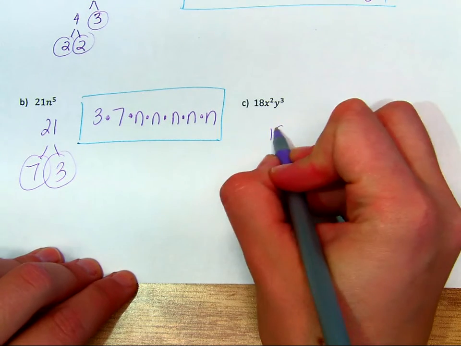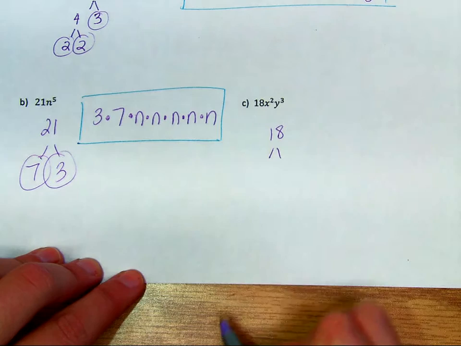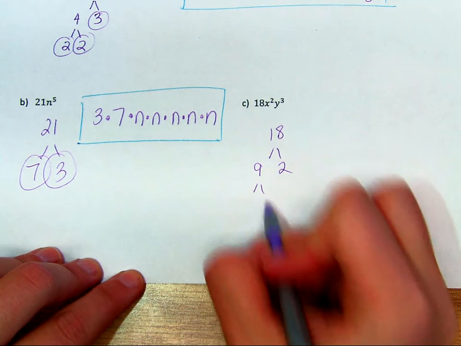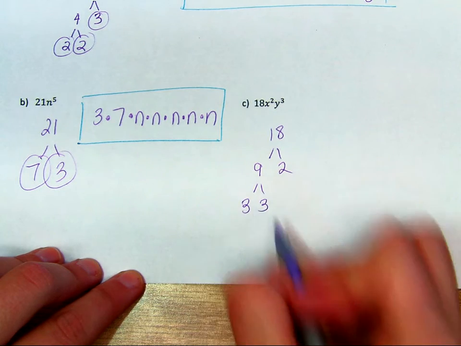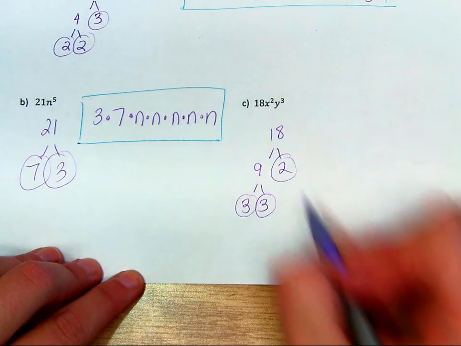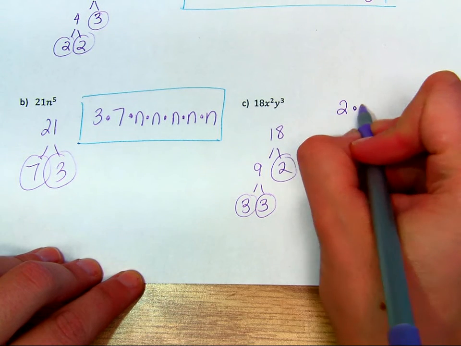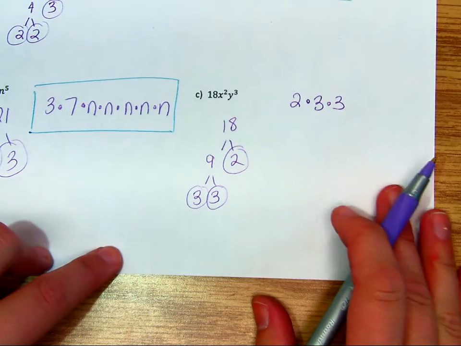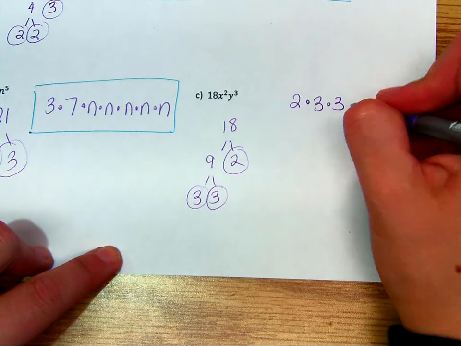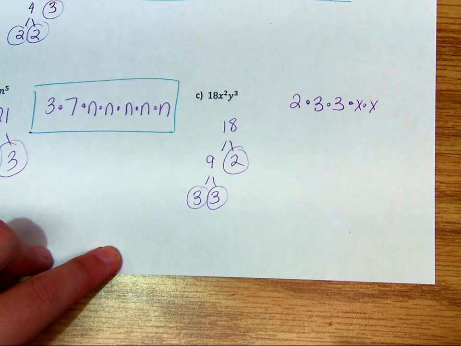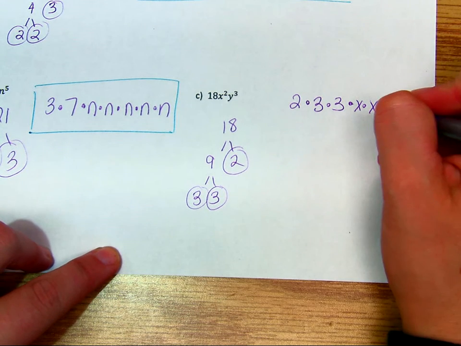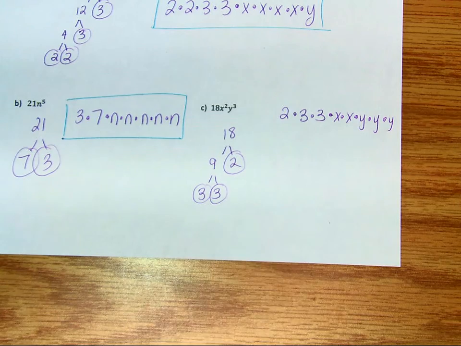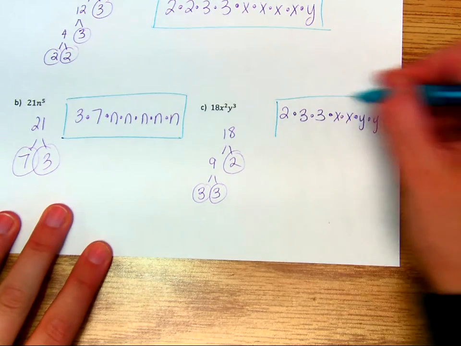Lastly, I have 18x squared times y cubed. So 18 I could break up into 9 and 2 first, or 6 and 3. And then 9 is 3 times 3. Circle your ends. I'm going to rewrite 18 as 2 times 3 times 3. Just came from these numbers here. And then I need to include my variables. So I have x squared. That's just x times x. And then y cubed is y times y times y. And there we have our factored monomial.